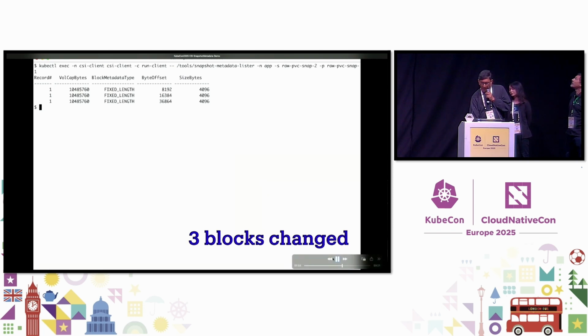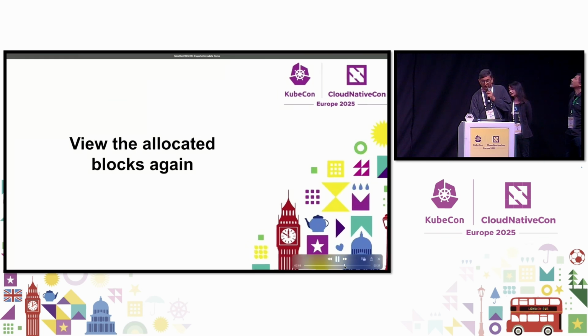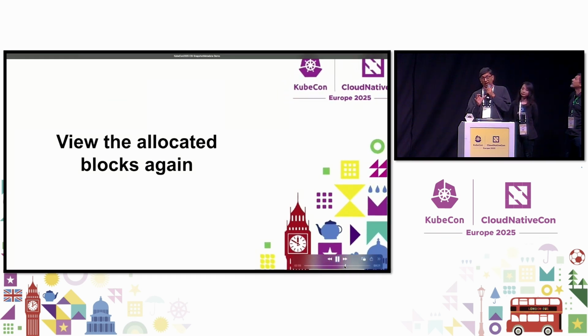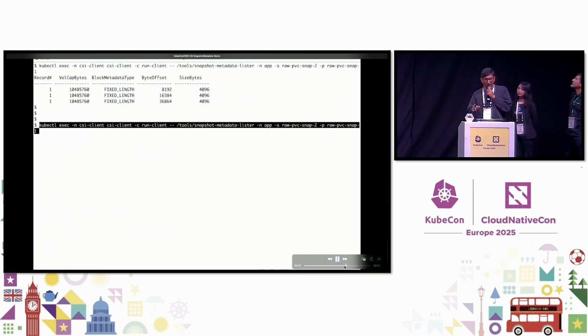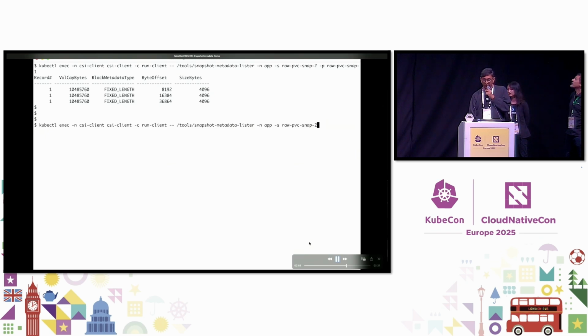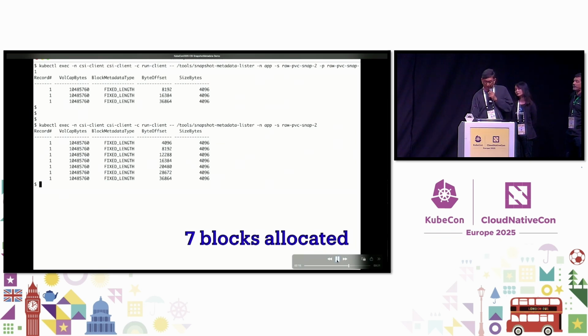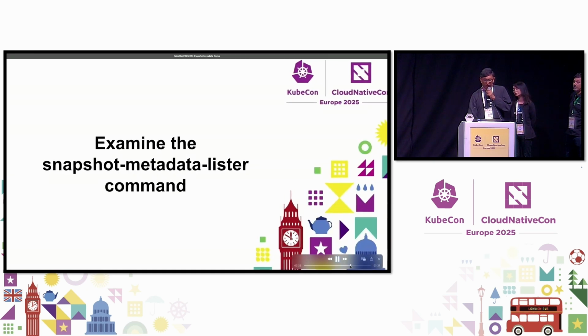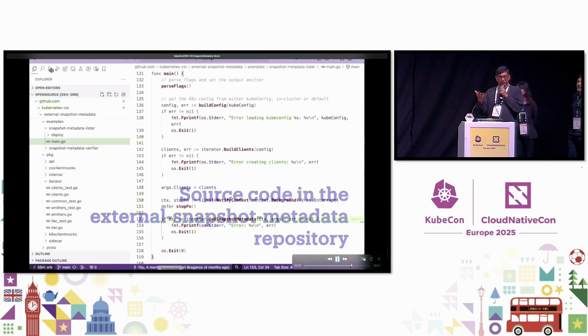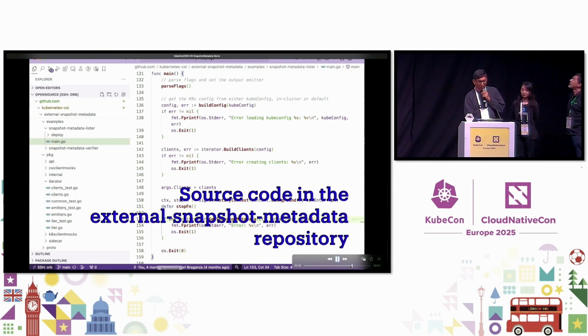So moving on, just to confirm, we view the allocated blocks again because we have grown the volume slightly. We run the same command with just the single snapshot, and you'll see it has 7 blocks, as we've defined. All right.